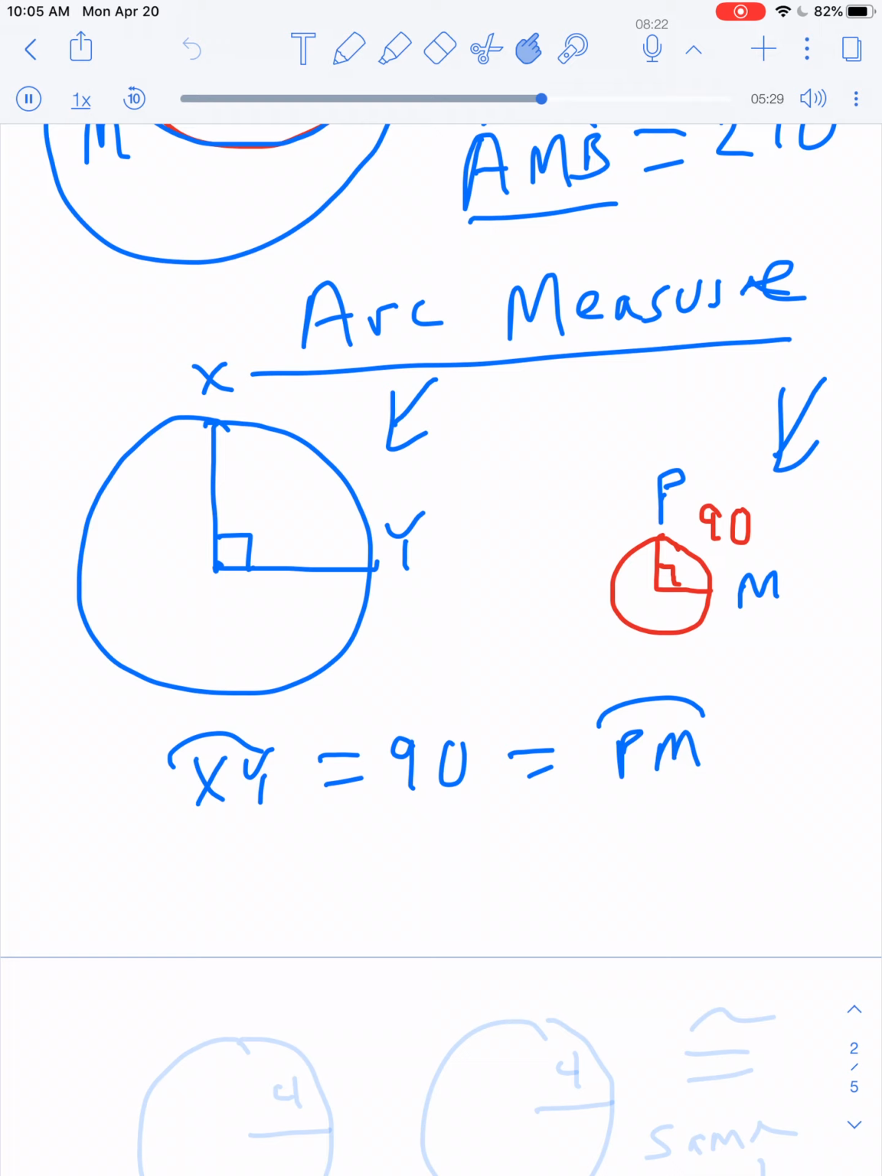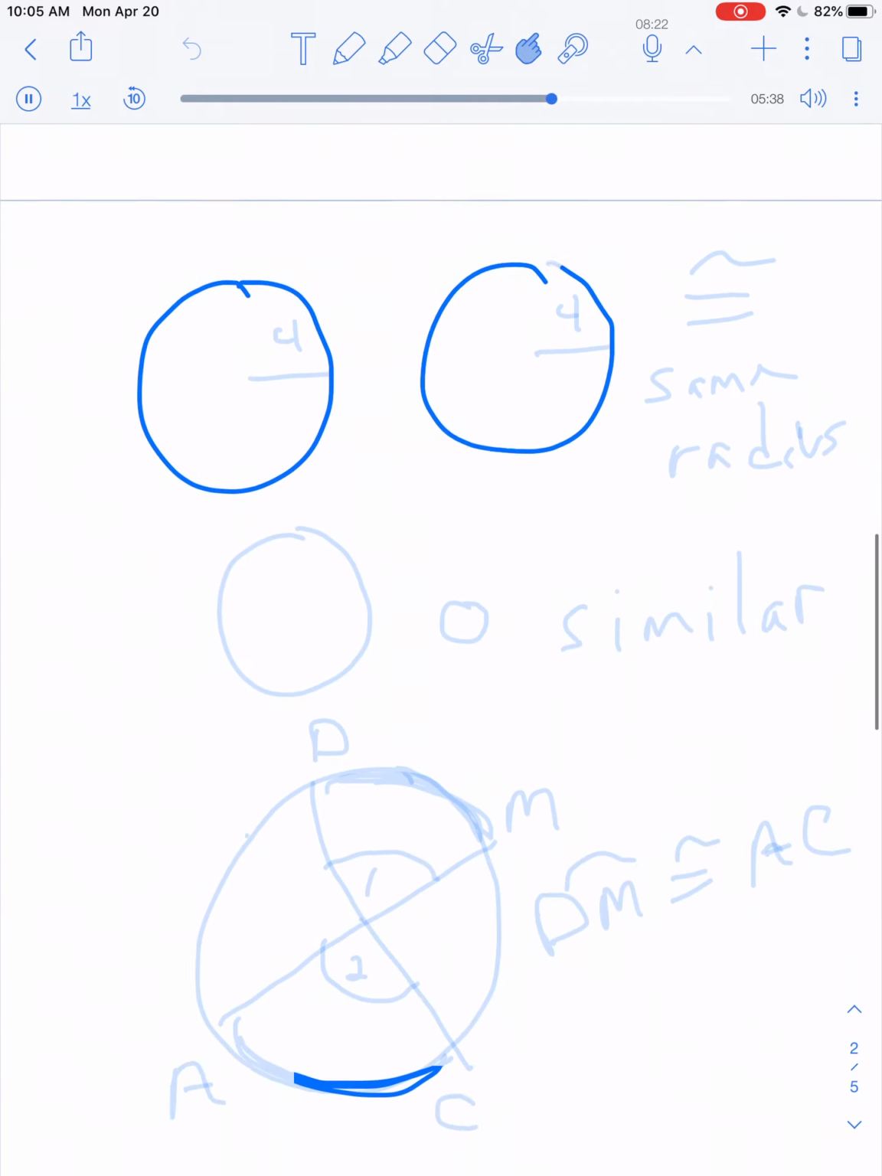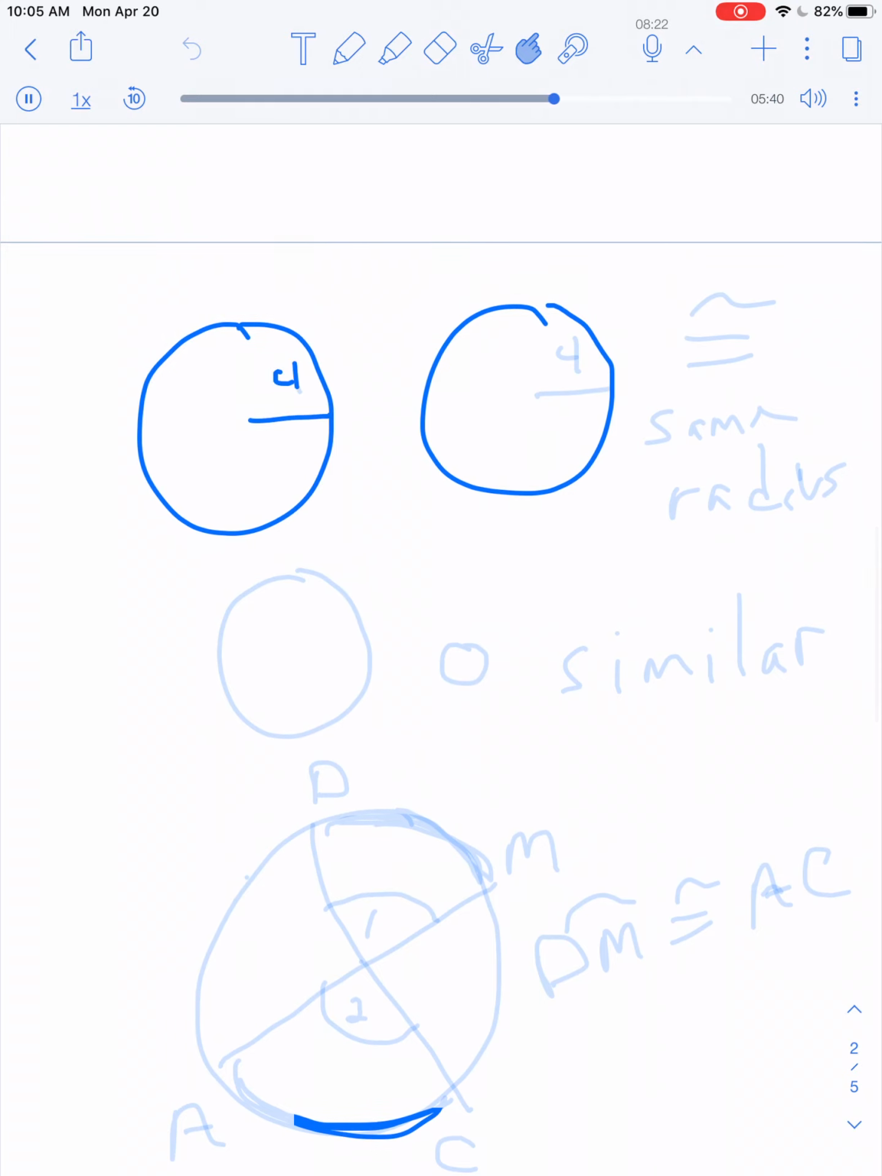Okay. Couple things of note is also this. If two circles are congruent, they'd have the same exact radius. Let's say 4 and 4. All circles are similar, like a big dude and a little dude, but to be congruent, they have to have the same radius.